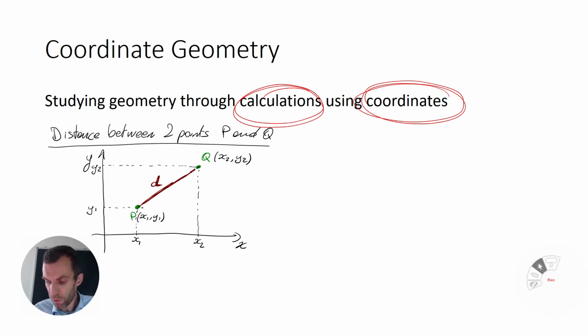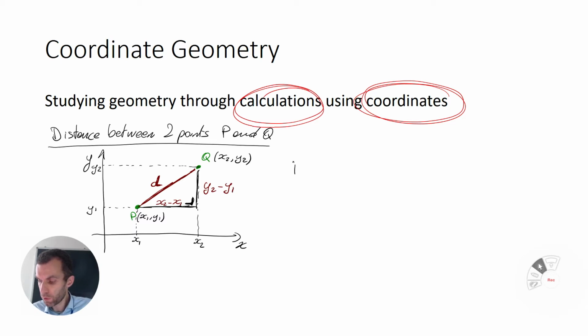So now if I draw a nice little right angle triangle like this, this is my right angle, then what I know in addition is that the length of this side in the right angle triangle is x2 minus x1, and the length of this side is y2 minus y1, so the difference of the coordinates.